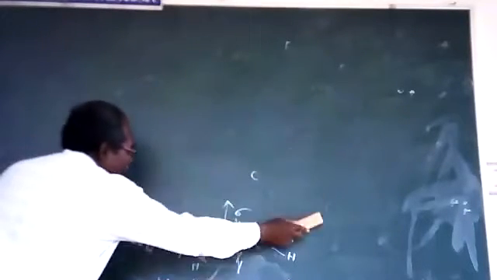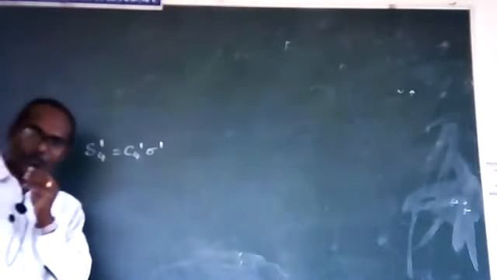Now, this S4 operation can be done four times. I am going to elaborate on this. When S4 is done once, I am performing this action once, and I am getting C4 once and sigma once. Is that right? Watch closely.